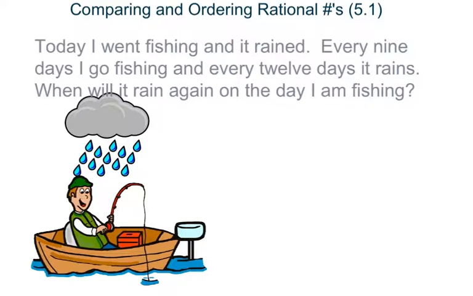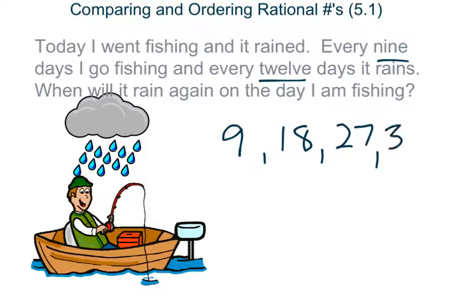I'm going to map out the multiples of each of those numbers, the 9 and the 12. So every 9 days I go fishing, so 9, next number is 18, add 9 to that, I get 27, 36, 45, and I'll stop there.